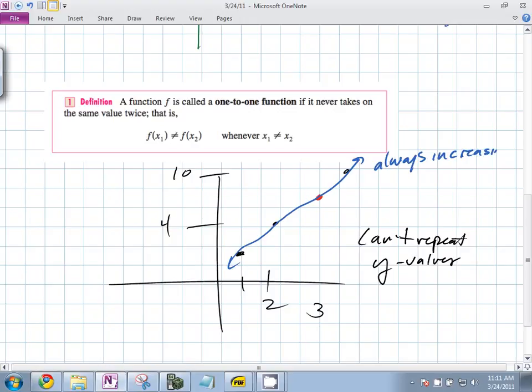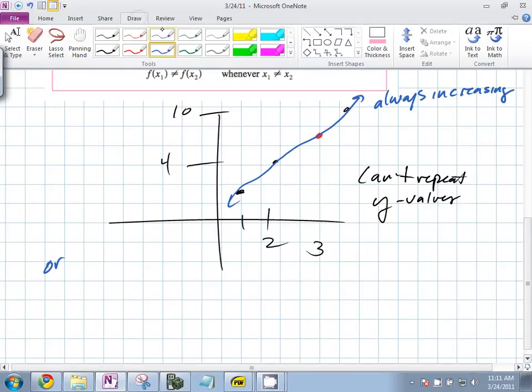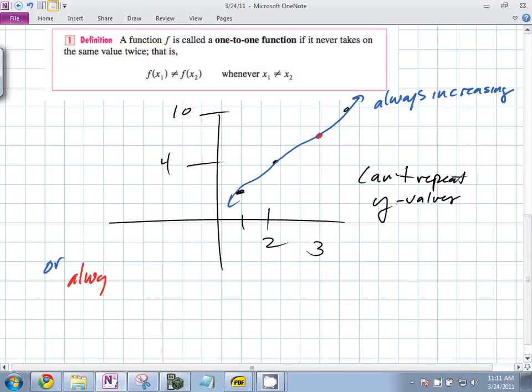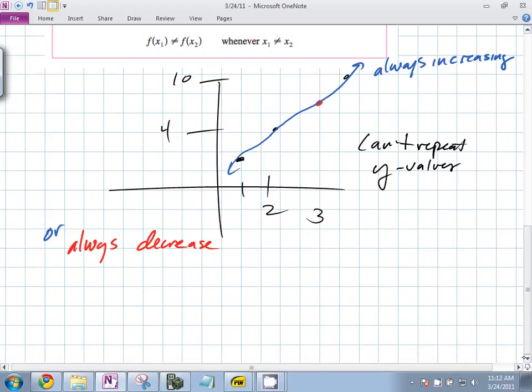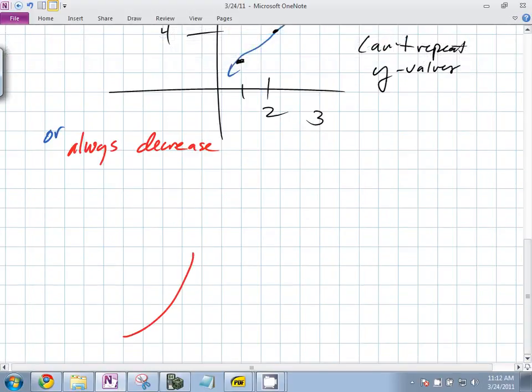So that's one way to have a one-to-one function. Or, what else could it do? Exactly. Could the function ever stop moving? Could it ever level off? Could the function go up like this and then go up?